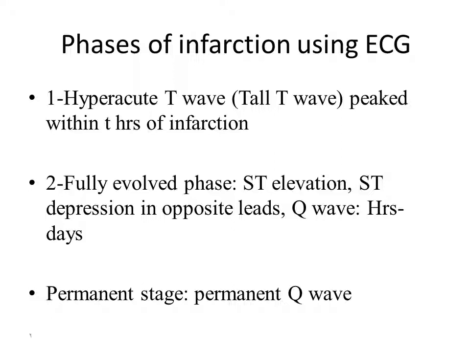The second phase is the fully evolved phase, the appearance of ST elevation and ST depression in the opposite lead, and the Q wave, which results or appears after hours to days. The ST elevation also indicates injury, ST depression indicates ischemic changes, Q wave indicates permanent necrotic tissues. The permanent stage is the last stage, which is the Q wave appearance.